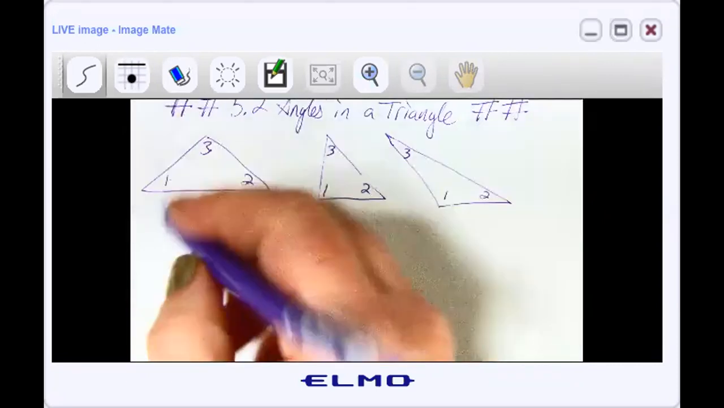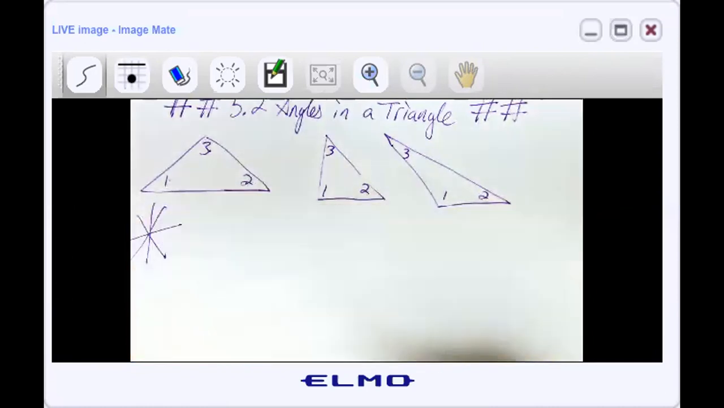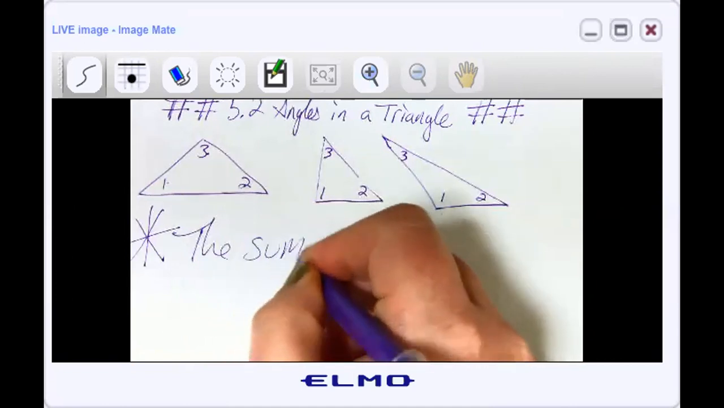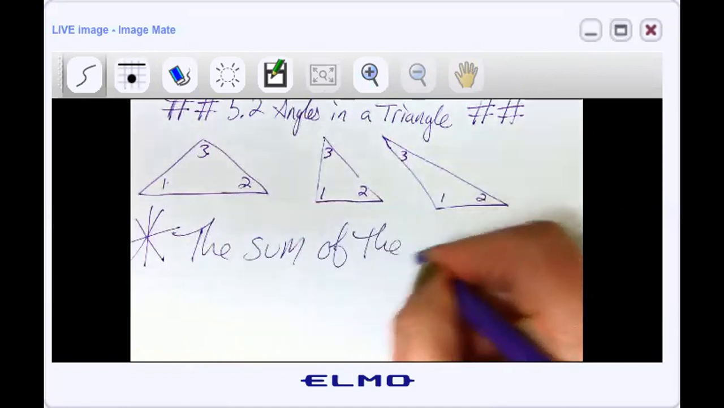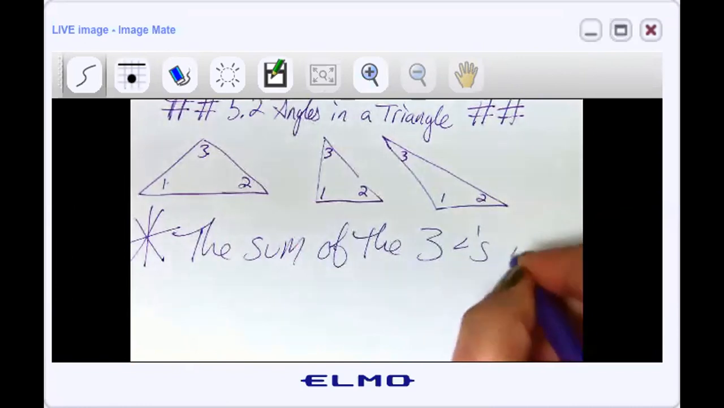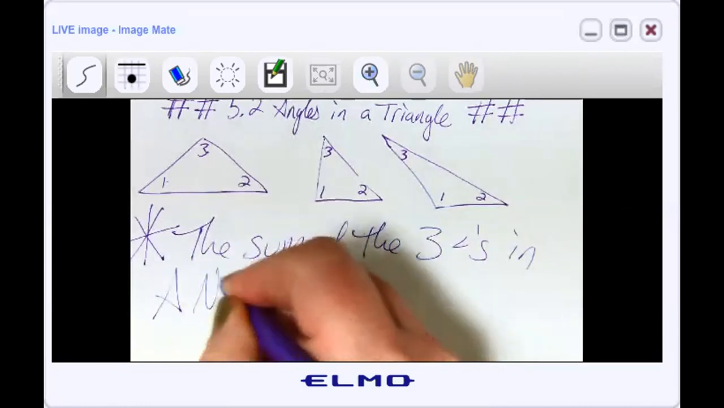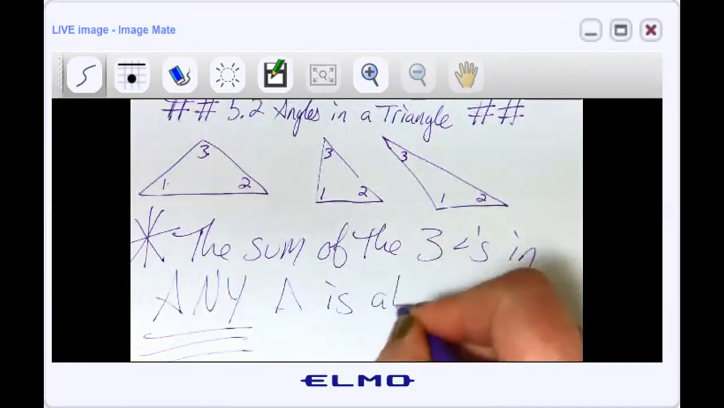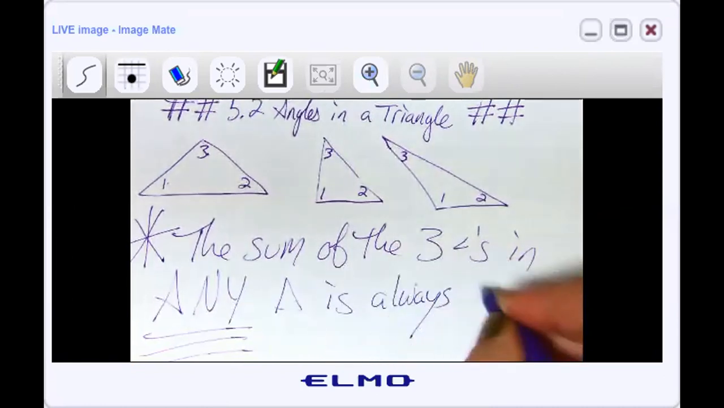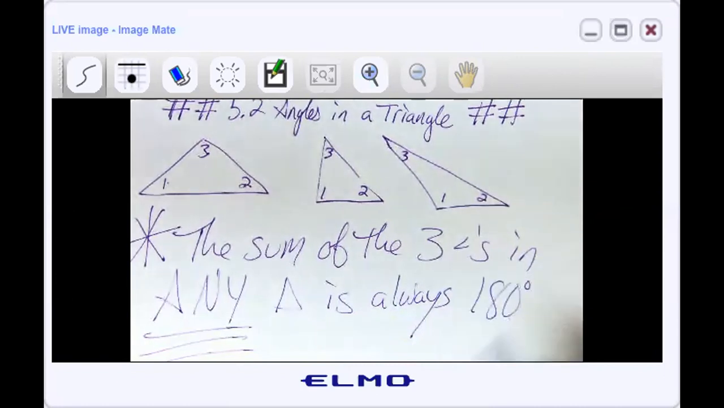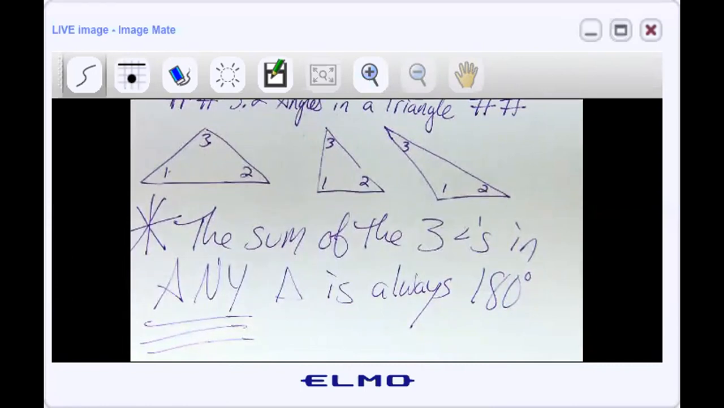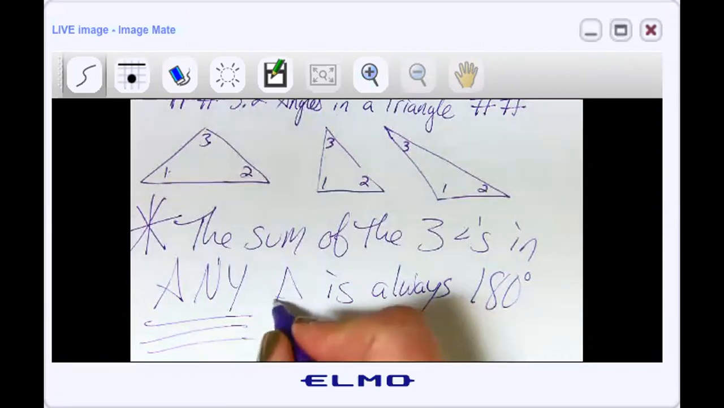First, let's put in our notes a big star because this is the most important takeaway from today. The sum of the 3 angles in any triangle is always 180 degrees. Always, always, always. There are no exceptions to this. You take the 3 angles inside the triangle, you add them together, you will always get 180.